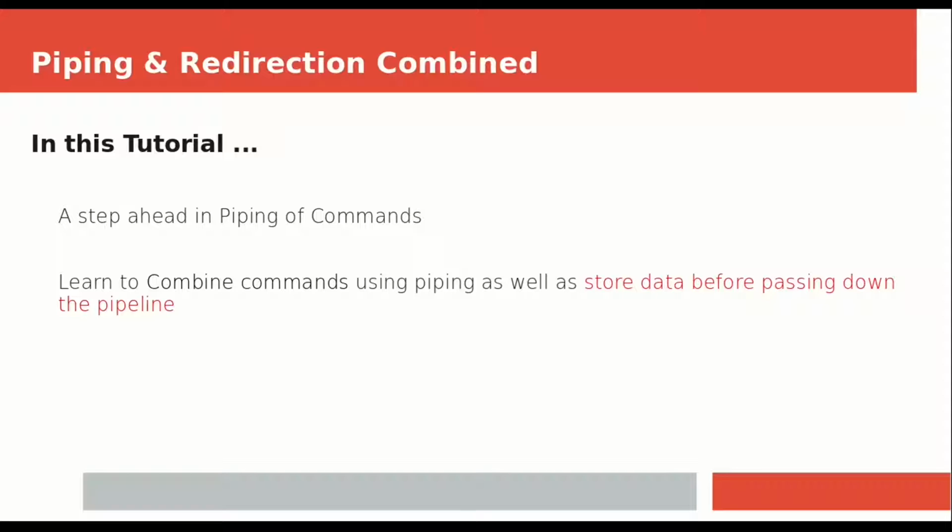We will be learning in this tutorial how to combine commands using piping. In the last tutorial, we were not able to use redirection before the piping ends. But in this tutorial, we will learn how to store the data of a pipe before actually passing the data into the pipeline. For that, we'll be learning about the tee command, which is spelled T, E, E, and the xargs command.